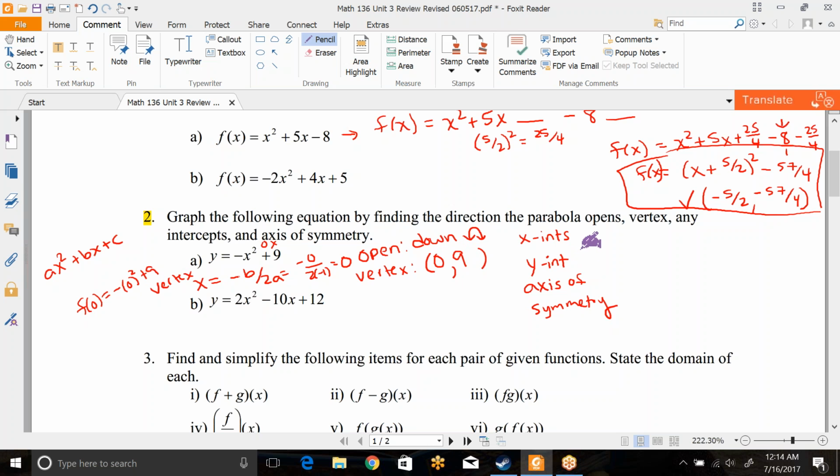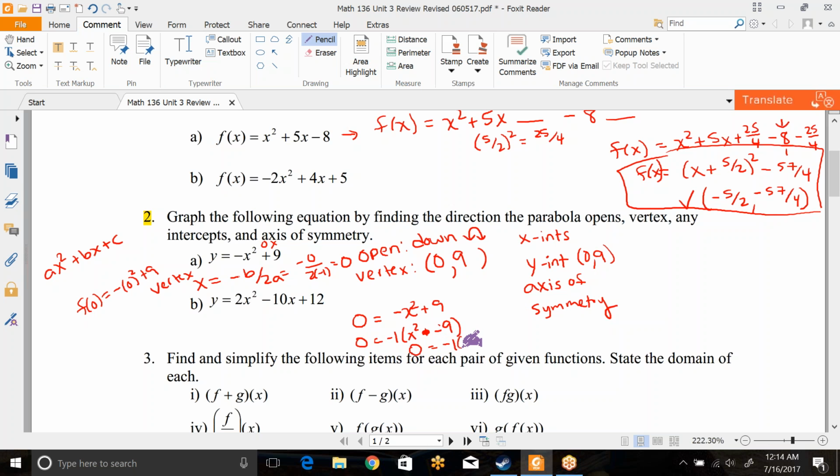So that's actually our y-intercept, because remember, y-intercepts are 0, comma number. So the vertex of this parabola is actually its y-intercept. To find the x-intercepts, you will have to factor. So negative x squared plus 9, we need to set equal to 0. I would factor out a negative 1 first. And so that would make that minus 9 in there.